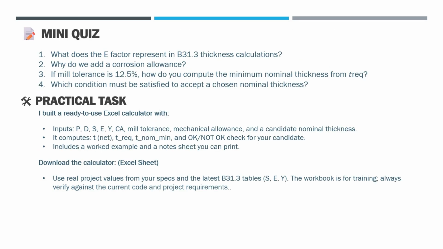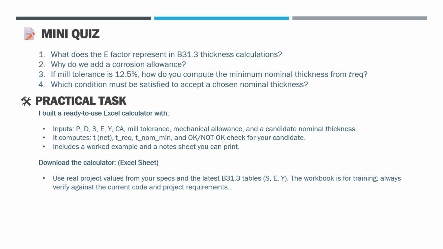Mini quiz, test yourself with a quick quiz. 1. What does the E factor represent in thickness calculations? 2. Why do we add a corrosion allowance? 3. If mill tolerance is 12.5%, how do you compute the minimum nominal thickness from t? 4. Which condition must be satisfied to accept a chosen nominal thickness?